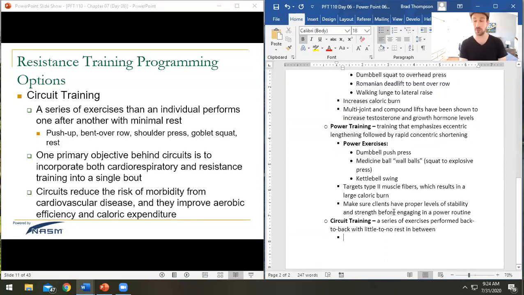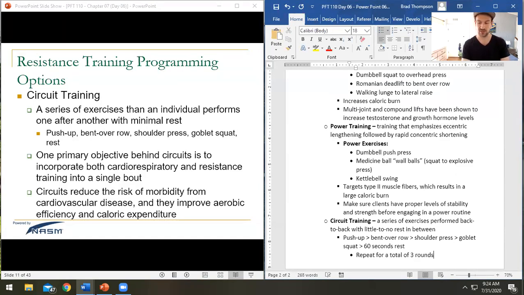Instead, you can perform any exercises you want, but it would be something like this. It'd maybe be a push-up to bent over row, followed by a shoulder press, followed by a goblet squat, followed by 60 seconds rest, and then it repeats for a total of 3 rounds at 12 repetitions each, right? But that's a good example of a circuit.